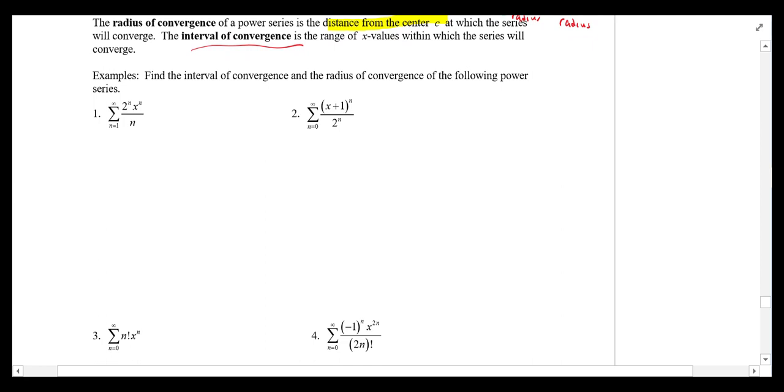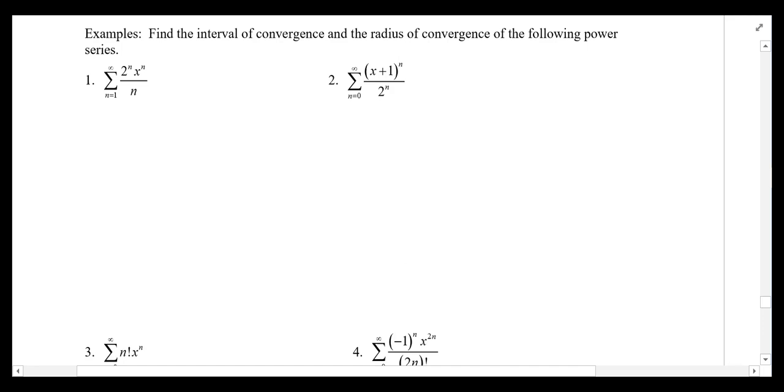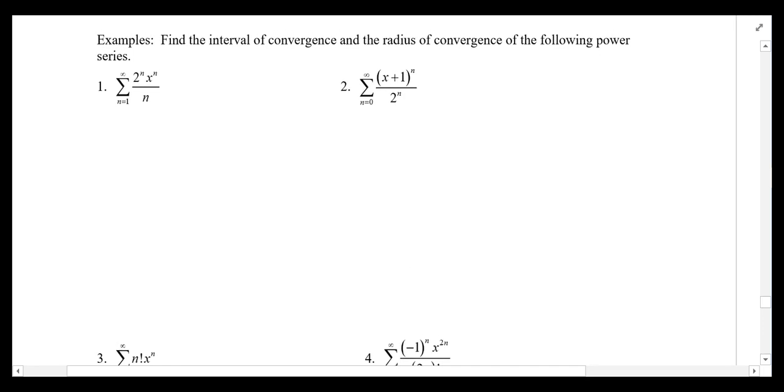So find the interval of convergence and the radius of convergence for the following power series. Look at number 1. I see exponents. So you might be thinking, oh, let's do the ratio test. And I'm thinking, good on you, because I think the same thing. So if I do that, let's take a look.